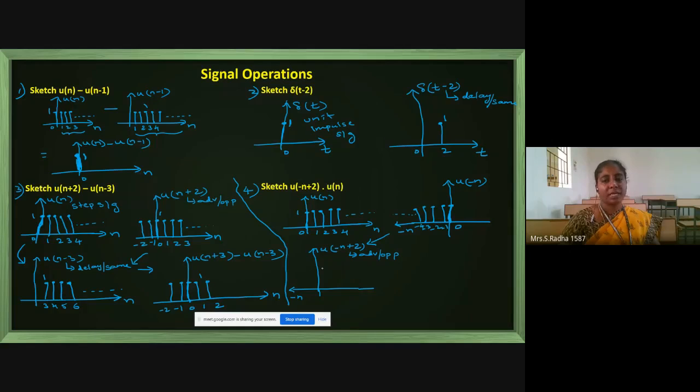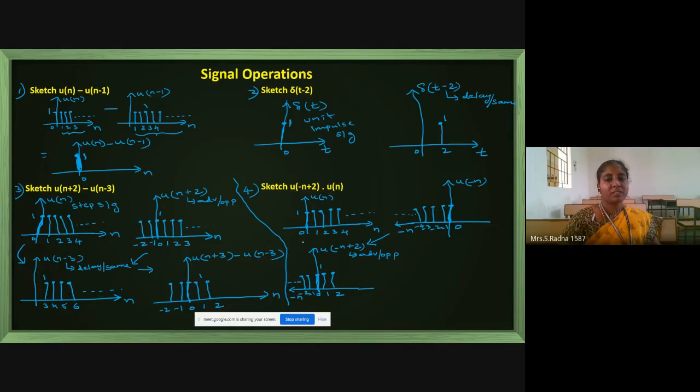Shift the diagram right. How many units? 2 units. So whatever is at the origin will come to plus 2, and all other points from plus 2 towards the negative side up to infinity, the signal is present. Height is 1. This is plus 1, origin, minus 1, minus 2, up to minus infinity, the signal will be present. This is the first term.